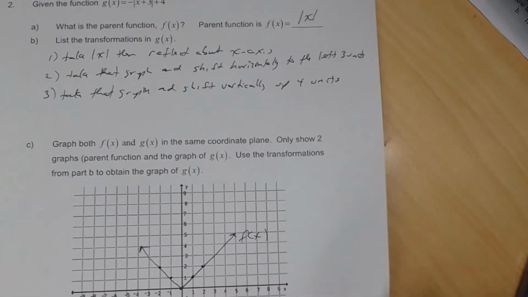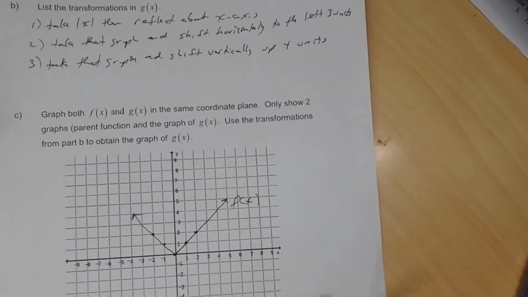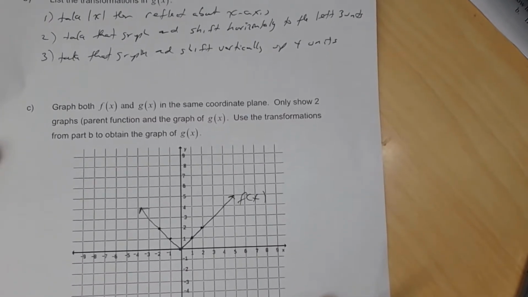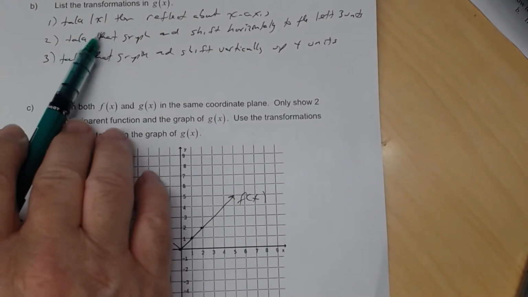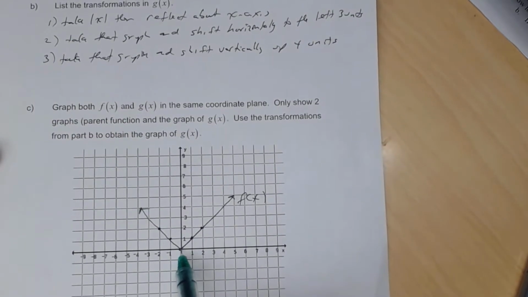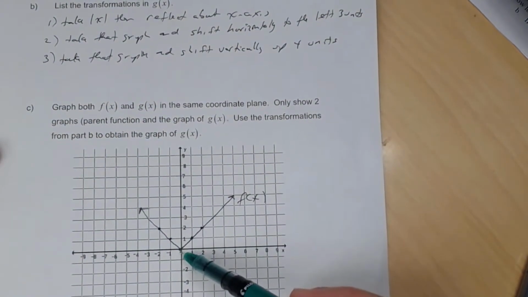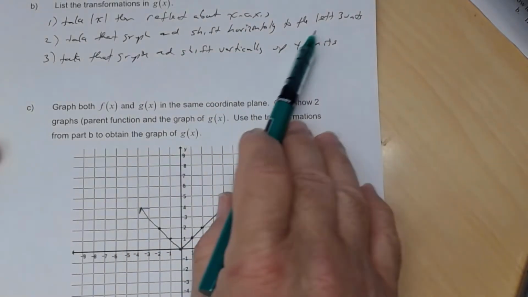Okay, so I'm going to take each of those 5 points. I'm going to perform all these things on it. All right, so here we go. So the first one says I take the absolute value of x. So I'm going to take the vertex first. So I'm going to reflect it about the x-axis. So notice the vertex, this point, is already on the x-axis. So when I reflect it about the x-axis, it stays there. So then the next thing I have to do is shift it horizontally to the left 3 units.